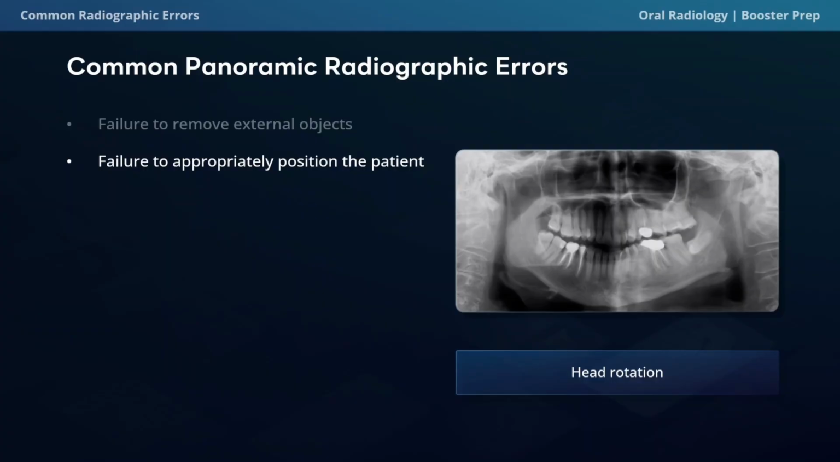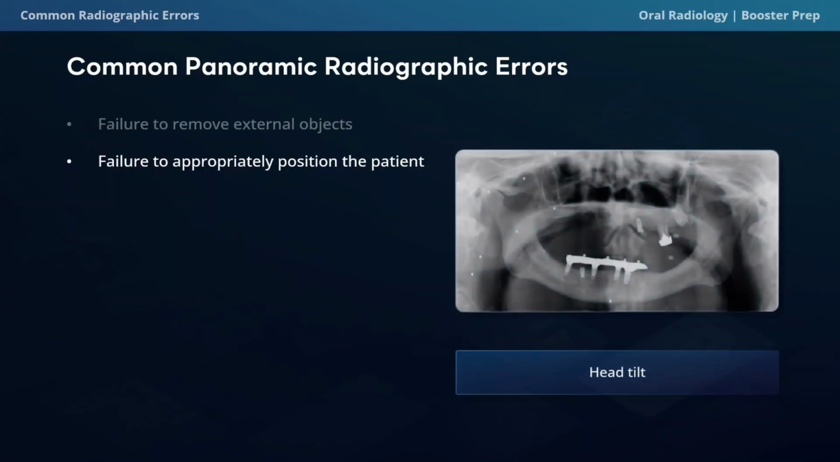They're positioned asymmetrically, which is yet another sign that the head wasn't aligned properly and that there was a little bit of rotation during the scan. If the head was tilted, we may see a panoramic like this one, where the left mandibular angle and the condyle is in a lower position, and the right mandibular angle and condyle is in a higher position. So overall, the image looks like it's kind of tilting downwards to the left side.